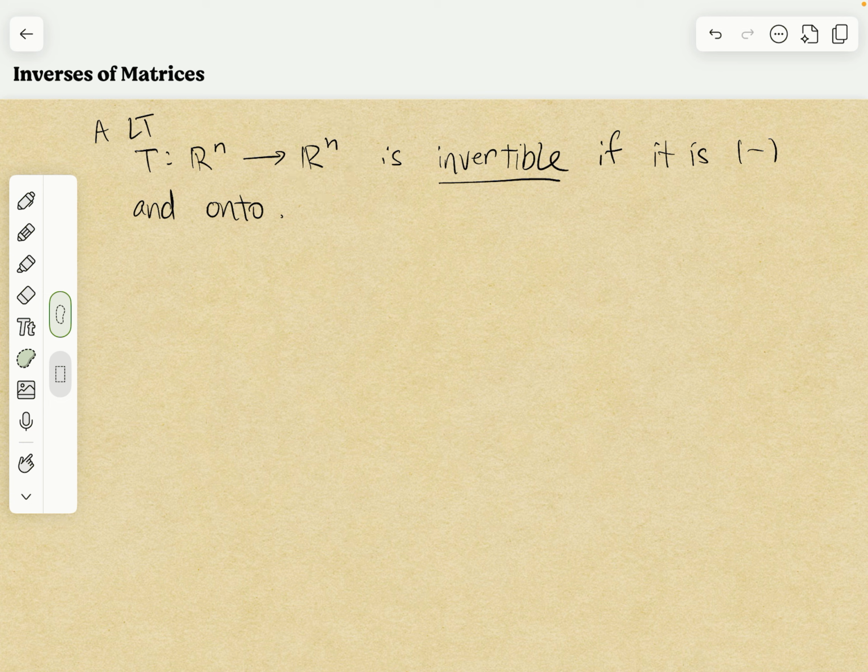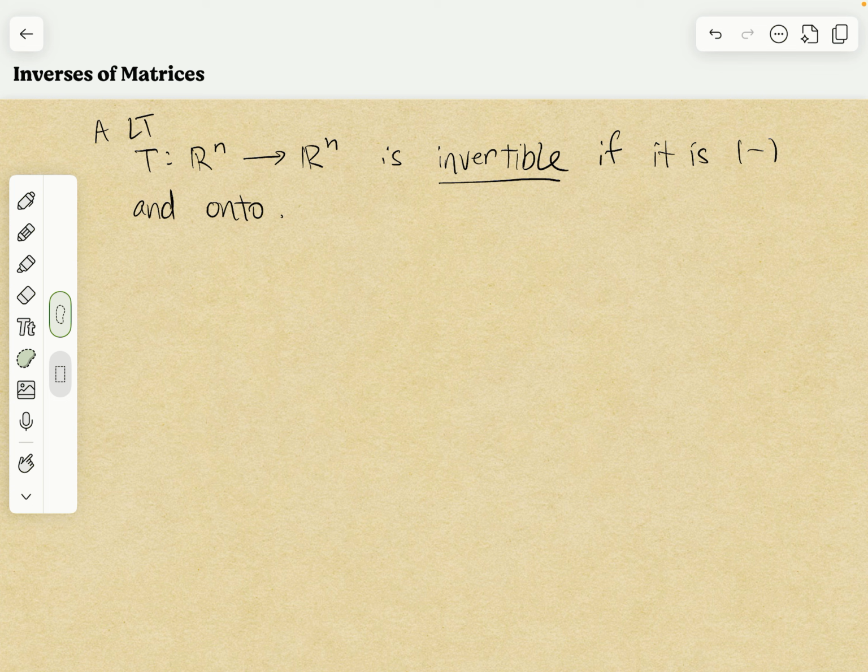One way to tell if a linear transformation is onto is from its standard matrix. Do you remember what the standard matrix is? If I have a linear transformation T, what is the definition of the standard matrix? It's the matrix where the first column is T of E1, the second column is T of E2, and so on. That matrix is called the standard matrix of T.